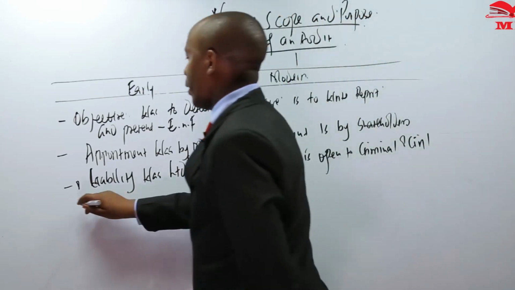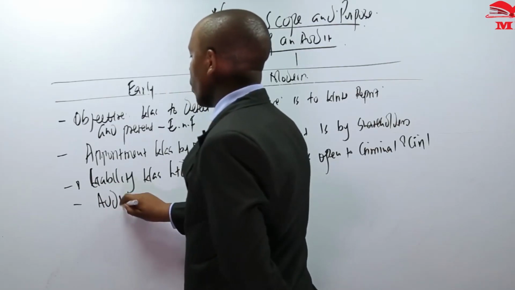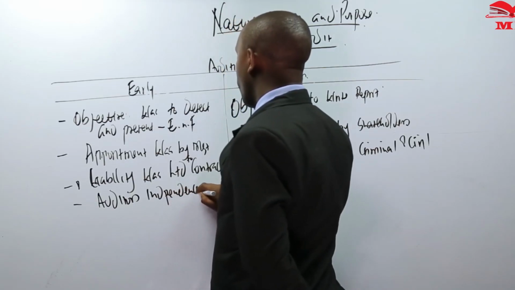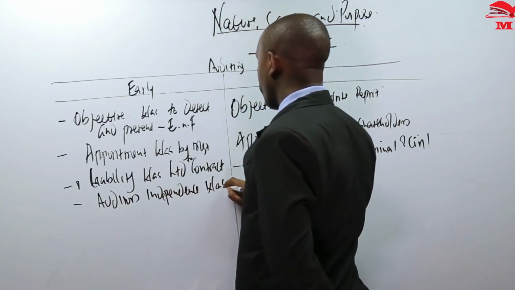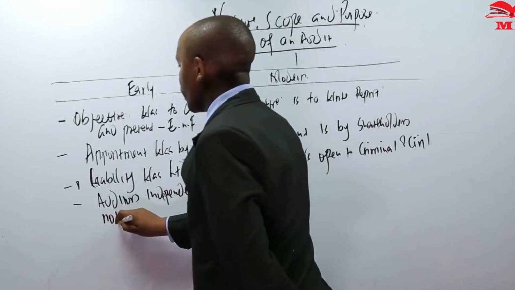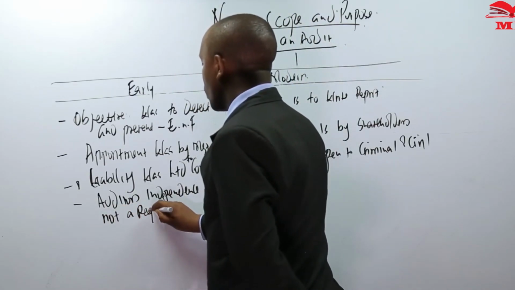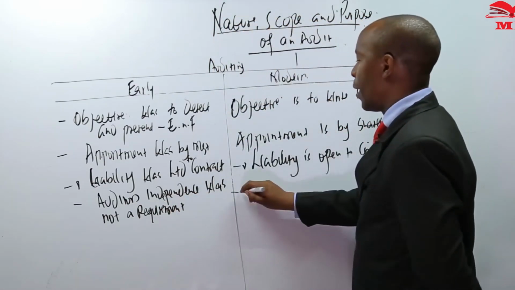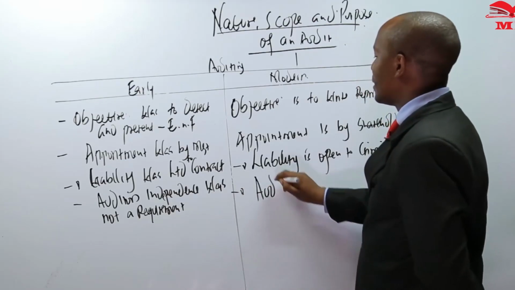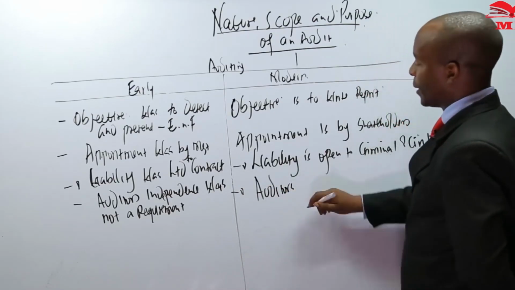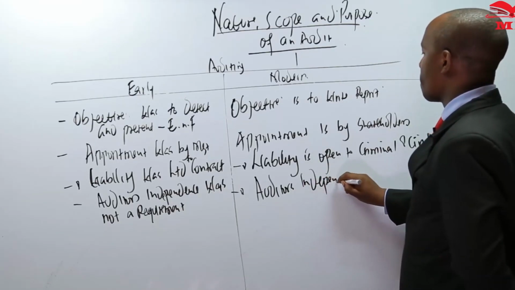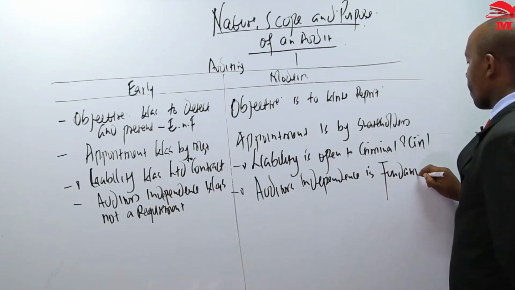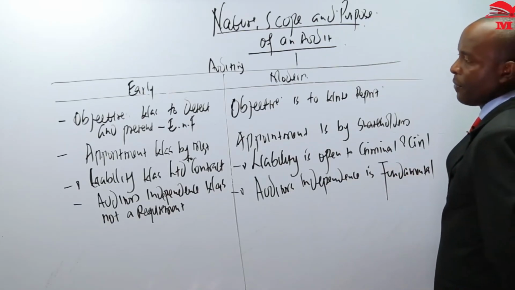We can also go ahead and say auditor's independence was not a requirement. Whereas in today's audit, modern audit, we say auditor's independence is a fundamental principle. Auditor's independence is fundamental. That becomes another particular difference.